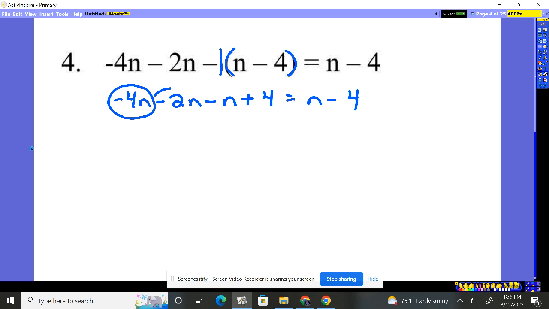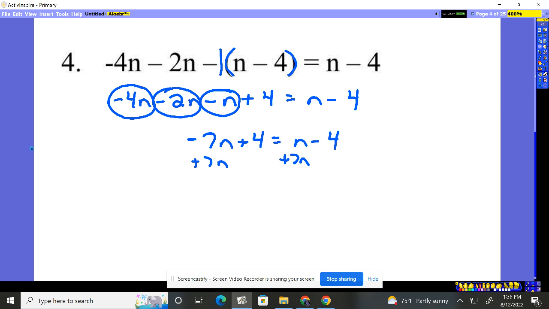Lose 4n, lose 2n, you've lost 6. Lose one more, you've lost 7n, plus the number 4 equals n minus 4. I'm now going to move this n over. Let's move the 7n over. That way we create a positive 8n over here instead of a negative 8n on the left.